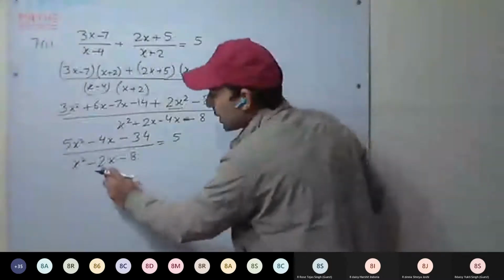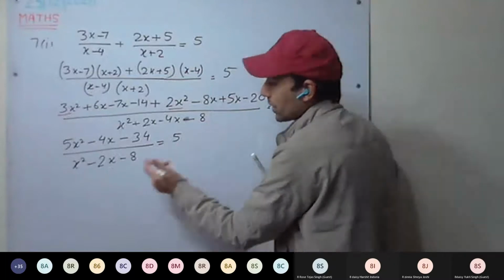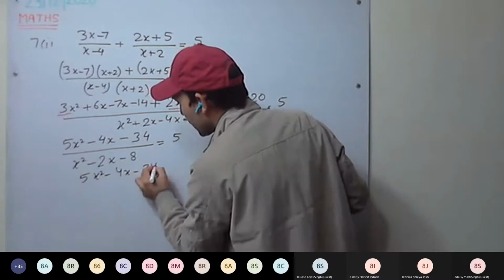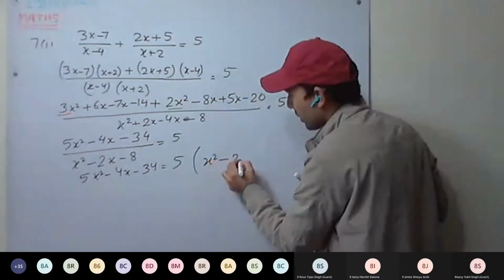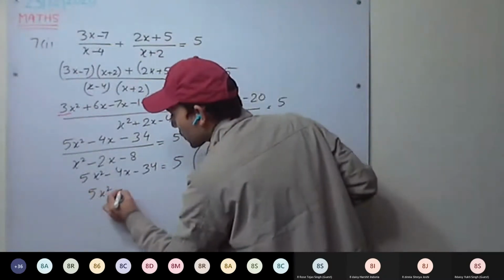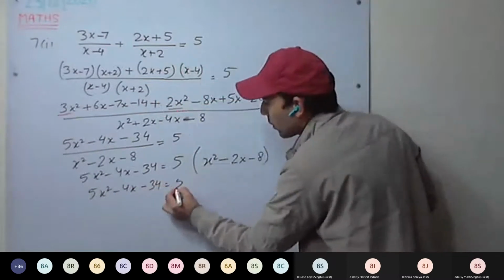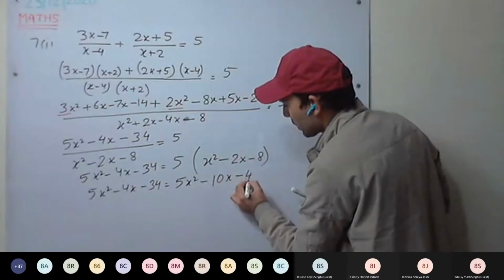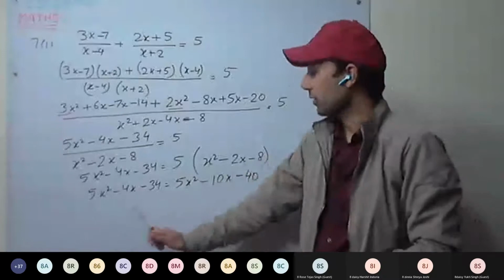Now, from the denominator we'll take it to the numerator on the RHS. So it will be 5x square minus 4x minus 34 equal to 5 multiplied with the whole expression, minus 8. 5x square minus 4x minus 34 equal to 5x square minus 10x minus 40. Okay. Now all the x terms on the right hand side we take.